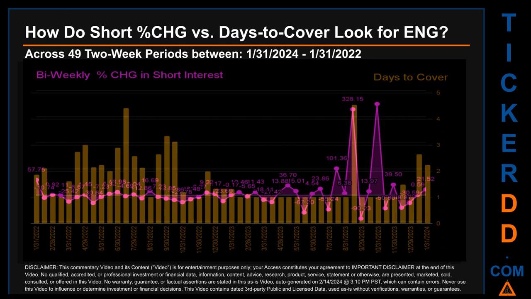Other interesting data points include: the largest percentage increase in short interest was 348.72%. The largest percentage decrease in short interest found across those 49 two-week snapshots was -90.23%. It occurred once on September 29, 2023 settlement date. The average days to cover was about 1.67. The biggest days to cover was 4.54 and it happened once on September 15, 2023 settlement date.